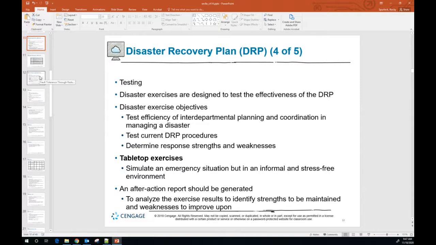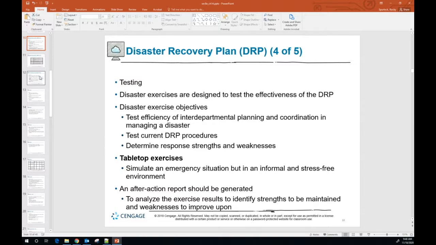You need to test your disaster recovery plan. You can use disaster exercises, which are designed to test the effectiveness of the disaster recovery plan. What we can do in this, they test the efficiency of interdepartmental planning and coordination in managing a disaster. They'll test the current disaster recovery plan procedures and determine the response strengths and weaknesses. So we can use these to see where we need to improve or what worked well.